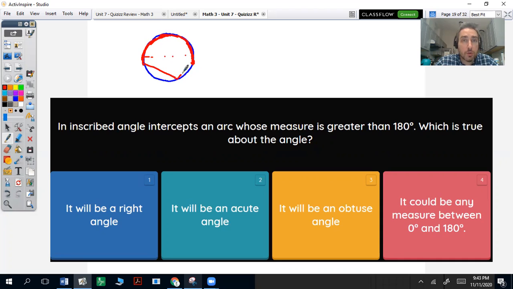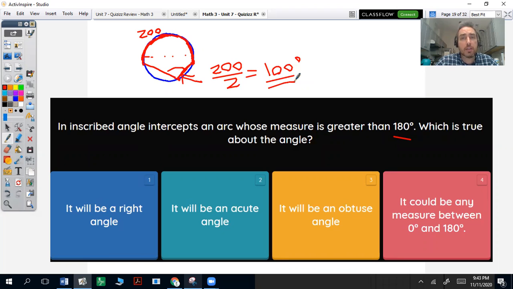What is true about that angle? Well, take a number bigger than 180. Take, say, 200. If I take 200 and get the angle that the inscribed angle is, I'm going to divide that arc by 2 because an inscribed angle is half of an arc. So that's going to be 100 degrees.